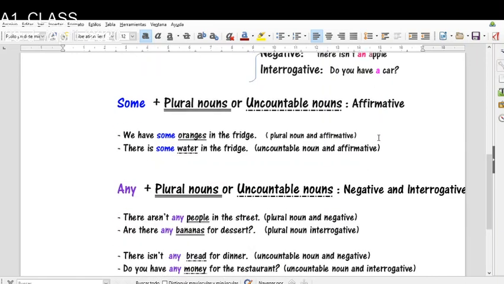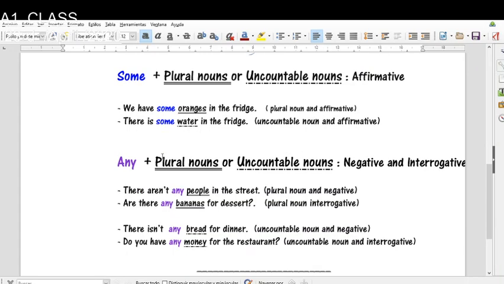Now, what happens when they have a plural? ¿Qué pasa cuando tengo un plural? Or uncountable. O cuando tengo un incontable. Vale. Si es afirmativa, affirmative, I use some. Utilizo some. We have some oranges, plural, afirmativa, some. There is some water, incontable, afirmativa, some.